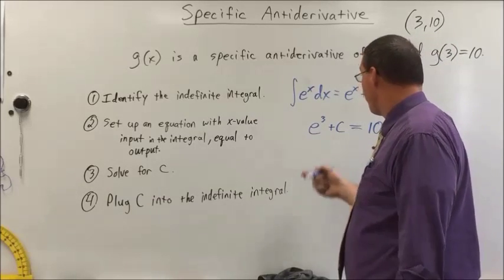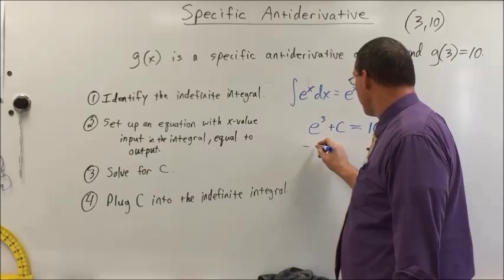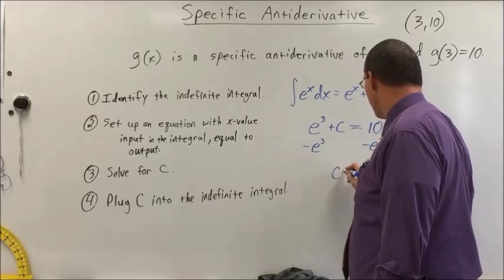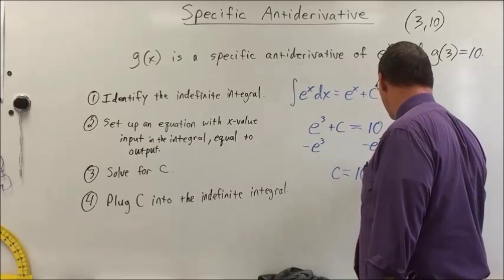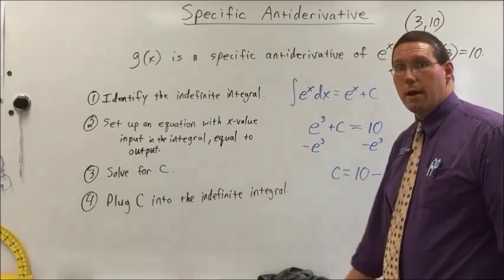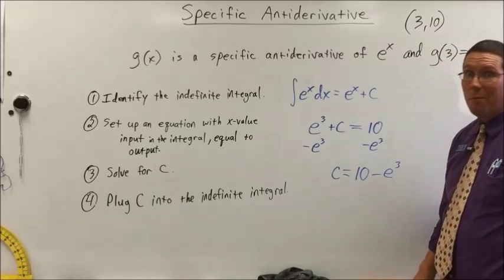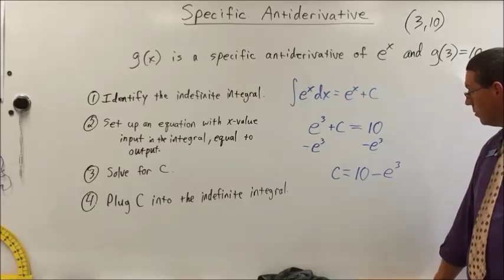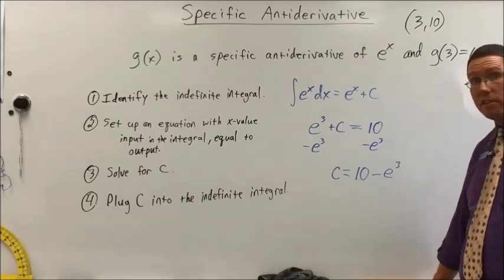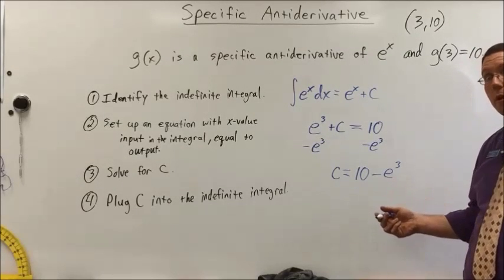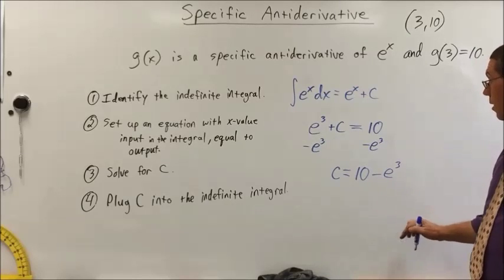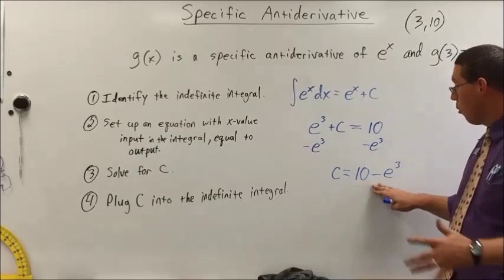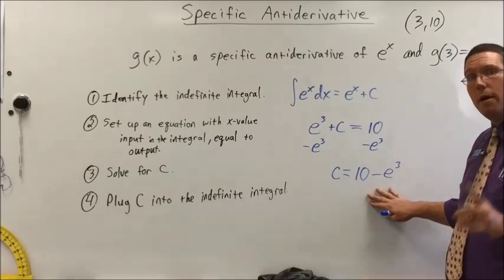And now solve for c. So in order to solve for c, I have to subtract e to the third power, subtract e to the third power, and now c is equal to 10 minus e to the third power. And I know what you're thinking, well, what's e to the third power? Well, ballpark, it's somewhere between about 9 and 27, because e is close to 3. It's probably closer to 27, making this probably a negative number.